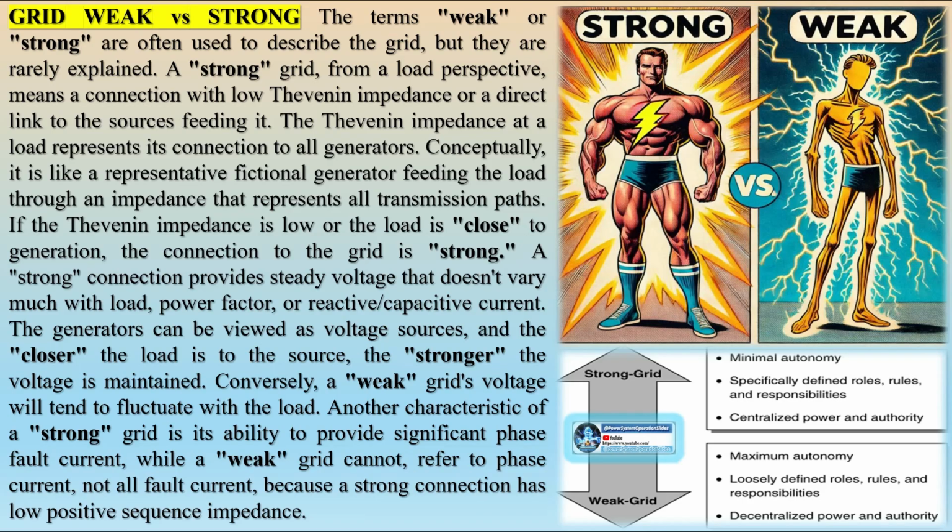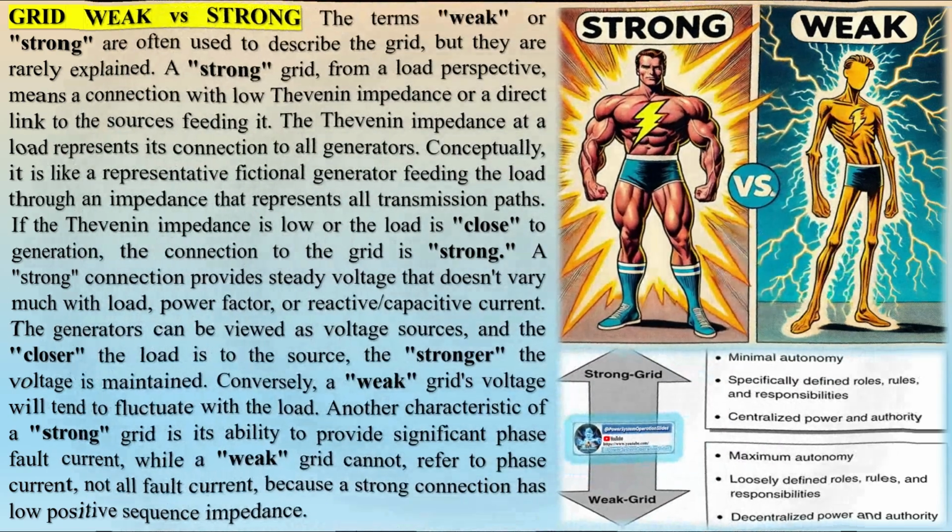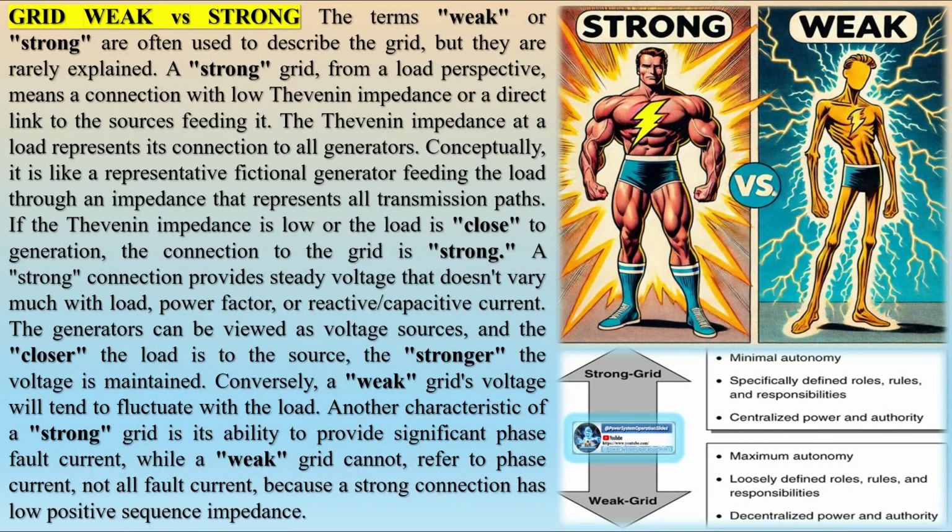If the Thevenin impedance is low or the load is close to generation, the connection to the grid is strong. A strong connection provides steady voltage that doesn't vary much with load, power factor, or reactive capacitive current. The generators can be viewed as voltage sources, and the closer the load is to the source, the stronger the voltage is maintained. Conversely, a weak grid's voltage will tend to fluctuate with the load.